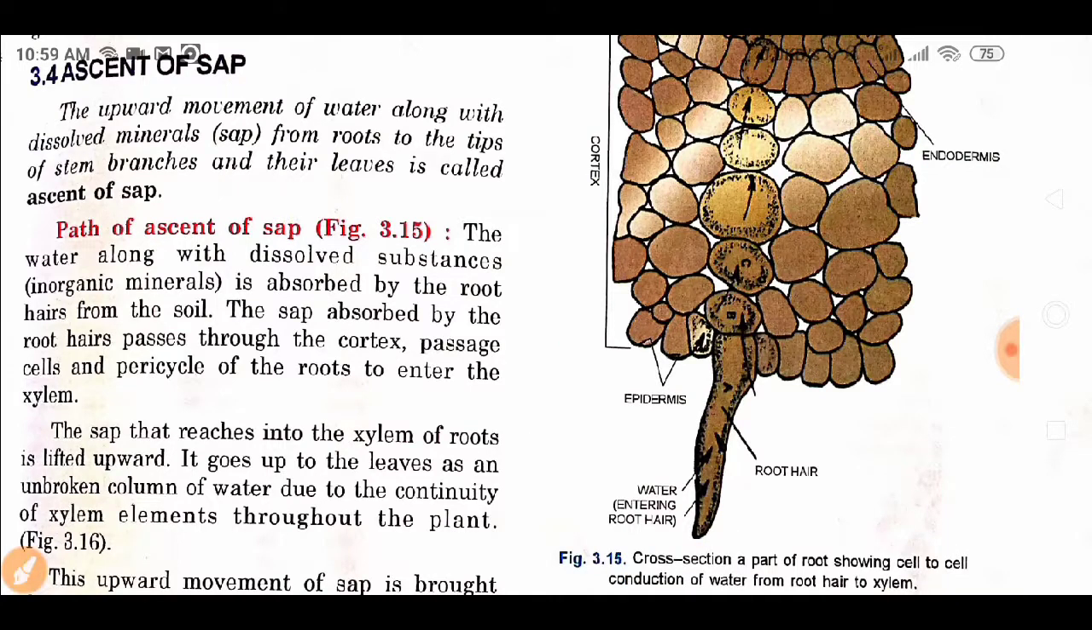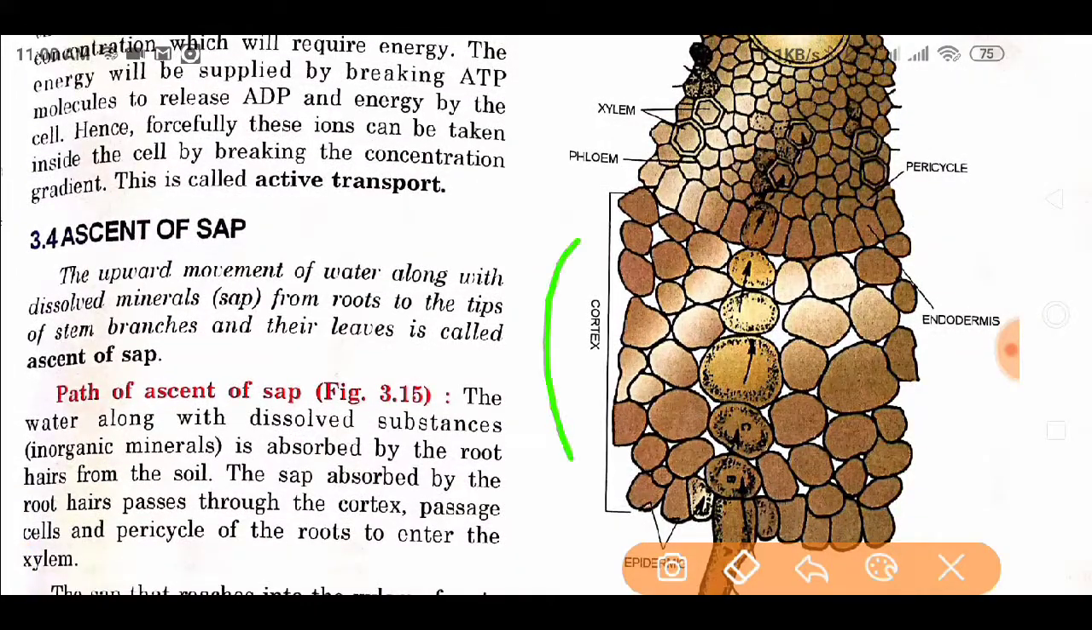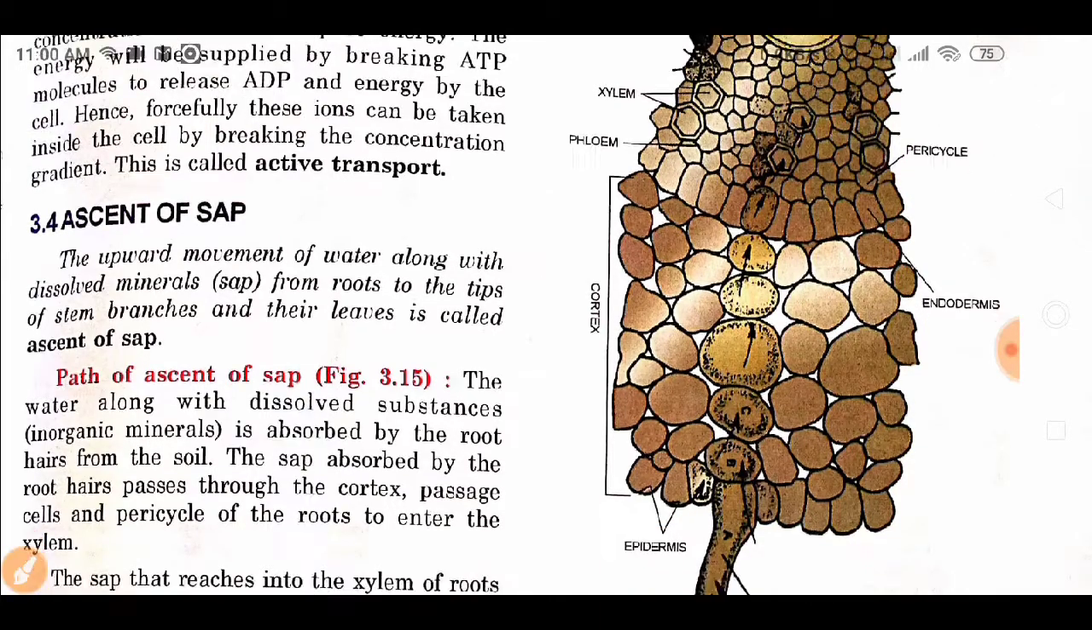So there are different paths of ascent of sap, in which the water along with dissolved substances, mainly inorganic materials, is absorbed by the root hairs from the soil. You can see in the figure these are the root hairs, and the sap absorbed by the root hairs passes through the cortex, passage cells and pericycle of the roots to enter the xylem. You can see in this figure, all this is the cortex, and this is the layer of endodermis. Through the pericycle it goes up into the plant.